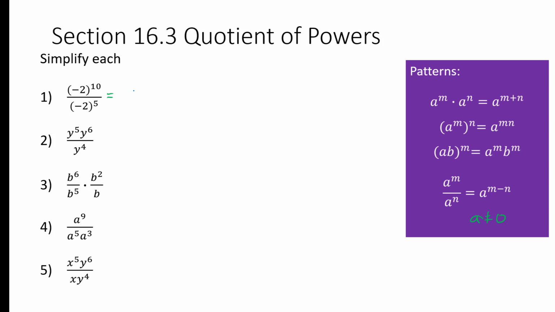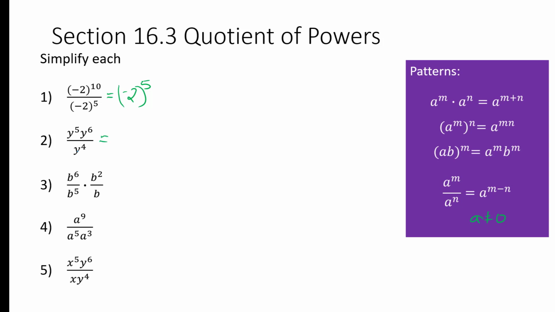I'm going to imagine 10 negative 2's written out, and 5 negative 2's written out in the denominator. So how many am I going to have left in the numerator? Hopefully you realize there are 5. Be really careful. It could be tempting to write negative 2 squared. And that's not going to be right because we cancel out 5 and we have 5 negative 2's left.